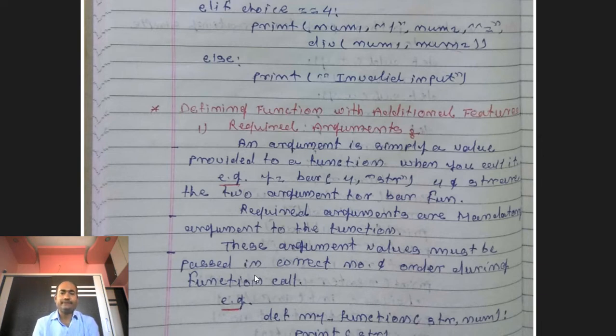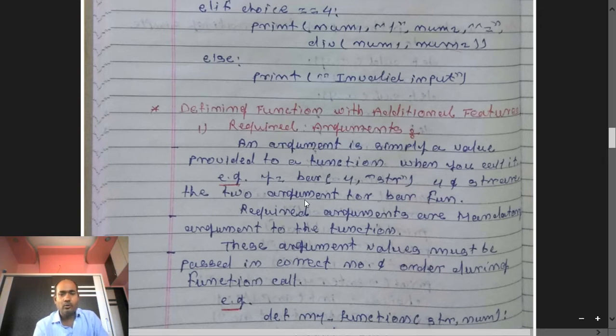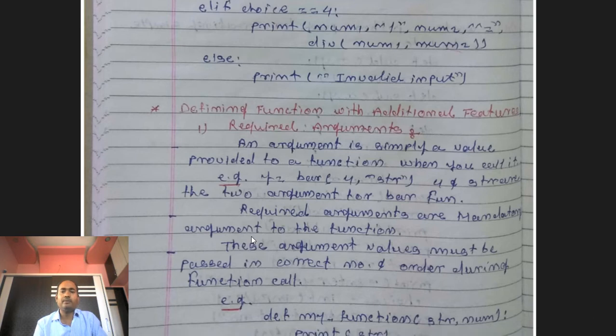First, an argument is simply a value provided to a function when you call it. That means an argument is a value provided to its parameters, or a value provided when we call the function. It is the value given to the particular parameters that are used at the time of the function definition. For example, y = bar(4, str). So 4 and str are the two arguments for the bar function. Required arguments are mandatory arguments to the function. These argument values must be passed in the correct number and order during the function call.